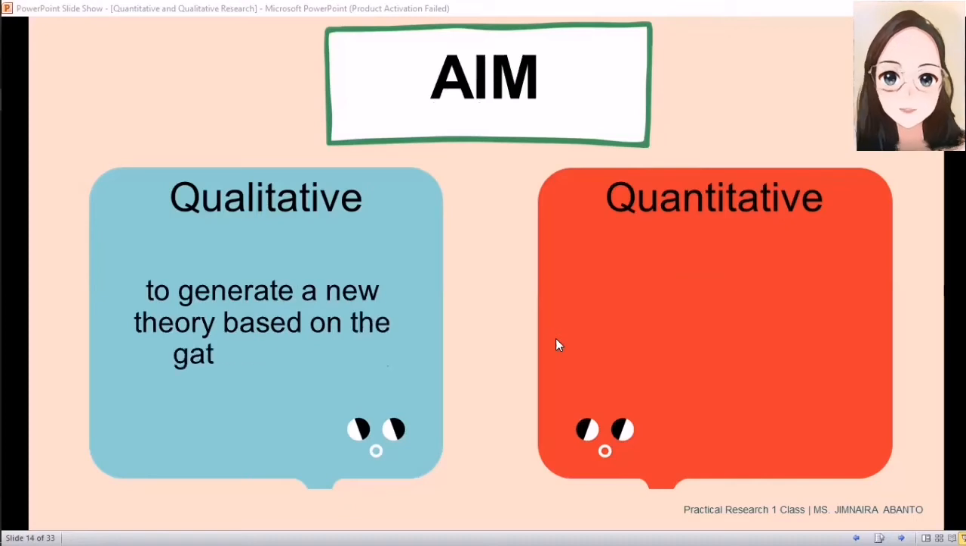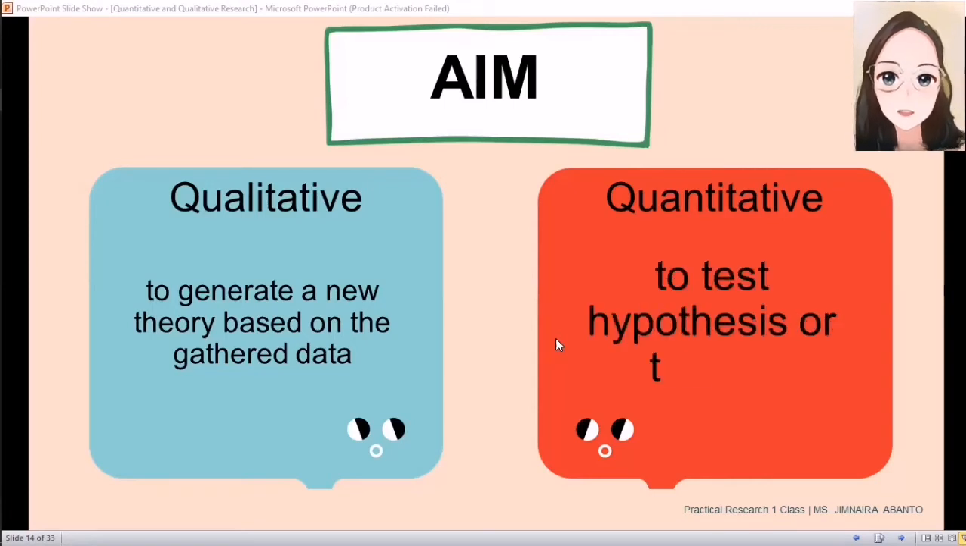Next, aim. Remember that the aim of qualitative research is to generate a new theory based on the data gathered, while in quantitative research it is to test hypothesis or theory.